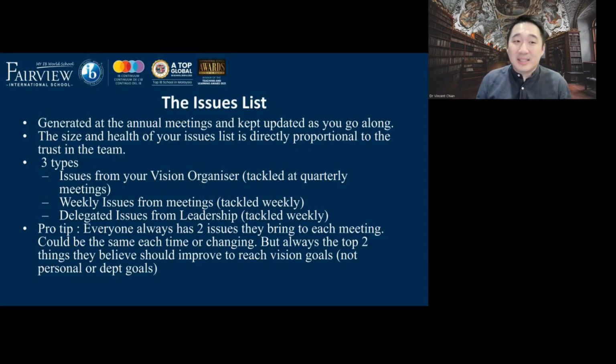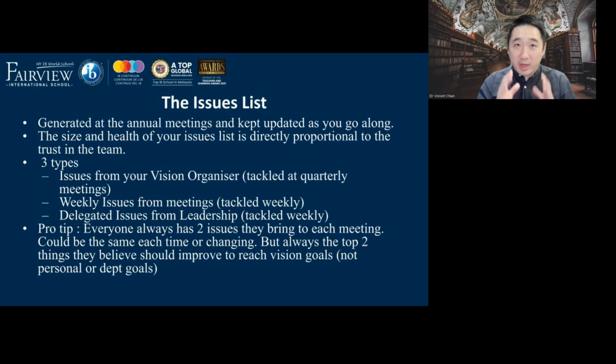Second part, the size and the health of your issues list is directly proportional to the trust that's in your team. If you don't have trust in your team and your guys don't believe that they can share issues with you, well, you're not going to have a very big issues list, or you're not going to have very real issues either. So building trust is really important. And this is part of a process. At the beginning, you're not going to get all the issues out, but as you demonstrate the way that you manage these issues in a non-judgmental and fair way, the more issues will start turning up.